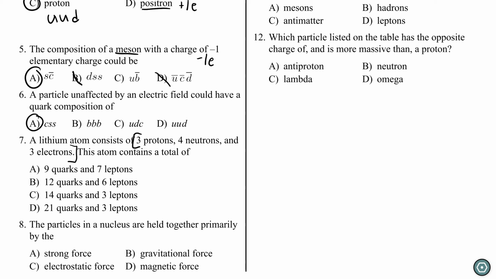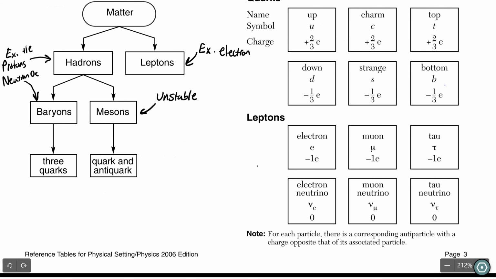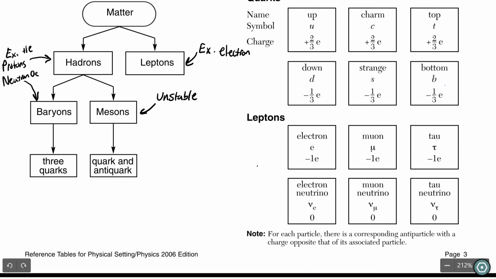Let's focus on the 3 protons, the 4 neutrons, and the 3 electrons. And they're asking, this atom contains a total of how many quarks and how many leptons. So we have to remember protons, neutrons, and electrons. Let's look at our table quick. Protons and neutrons are each made of 3 quarks, and an electron is a type of lepton. If you didn't write these things in, I would write that in if you have a paper version of the reference table, to remind yourself that protons and neutrons are made of 3 quarks and an electron is a type of lepton. So let's use that knowledge to answer this question.